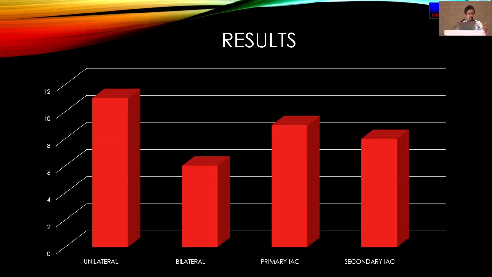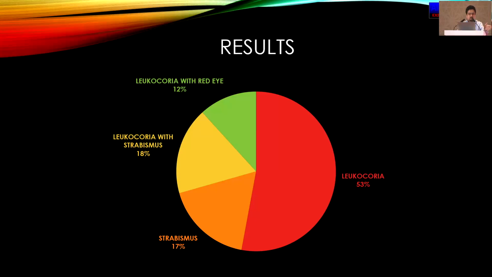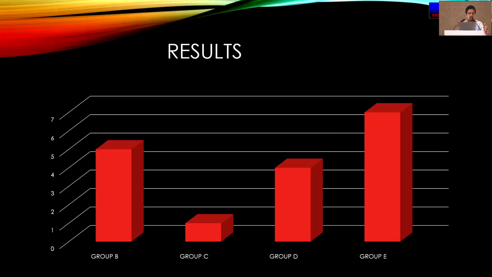Then we had more of unilateral. We had 11 cases with unilateral retinoblastoma, then bilateral, and we divided into primary and secondary. Primary IAC only had primary drugs without any systemic chemo or intravitreal chemo, and secondaries were intraarterial along with intravenous or intravitreal. Most of the patients, 53%, came with leukocoria, followed by red eye or strabismus, or only strabismus. And from the results, most of the patients were group E.